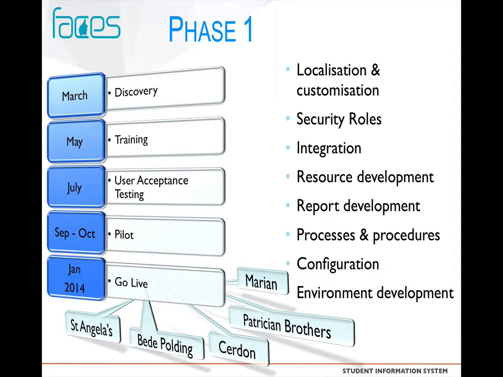So Phase 1, what have we been doing? In March, we had a discovery session, which is really about exploring the application. In May, we had a training session, so that was really about getting us up to speed with using the system. July was spent doing our user acceptance testing. In other words, testing the system, the data that we've migrated to ensure that it met our requirements. September and October, which we've just finished, we've been in pilot, doing training at the pilot schools and follow-up support with them. And then January 2014, the 5 schools involved in the pilot, that's Marion, Patrician Brothers, Cerdon, Bede Paulding and St Angela's, will all go live.